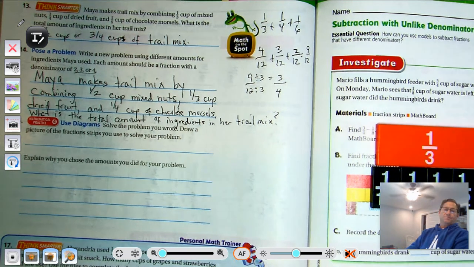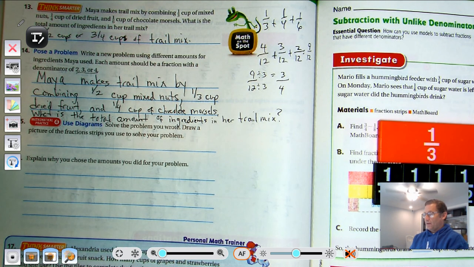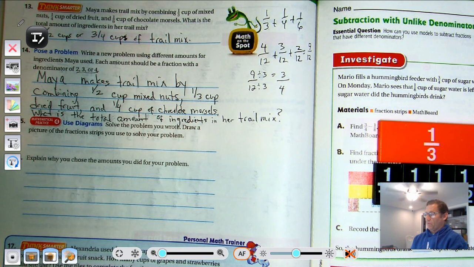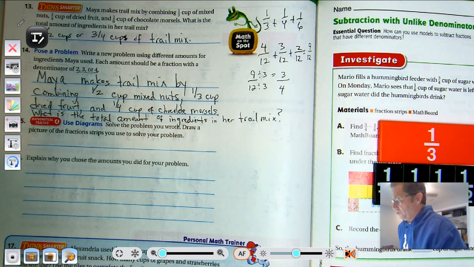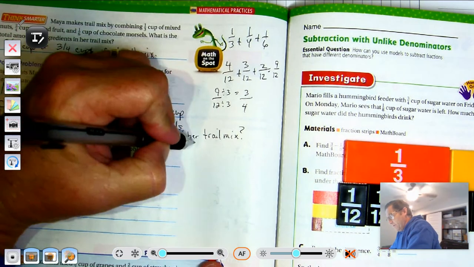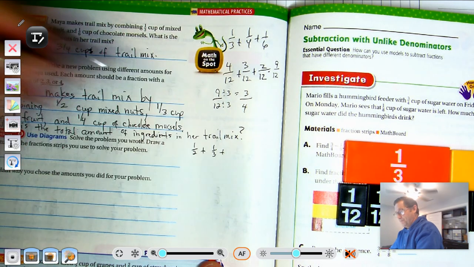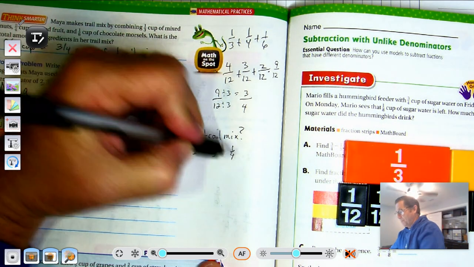All right. So we've written a new problem. It didn't say anything about solving it. So let's move on. All right, 15, solve the problem you wrote. Oh, okay. And draw a picture of the fraction strips you used to solve your problem. All right, so let's go back to our problem now. So we have 1/2 plus 1/3 plus 1/4.